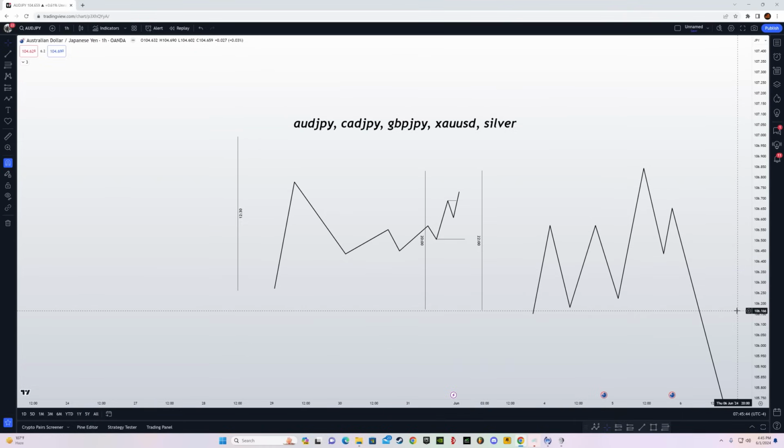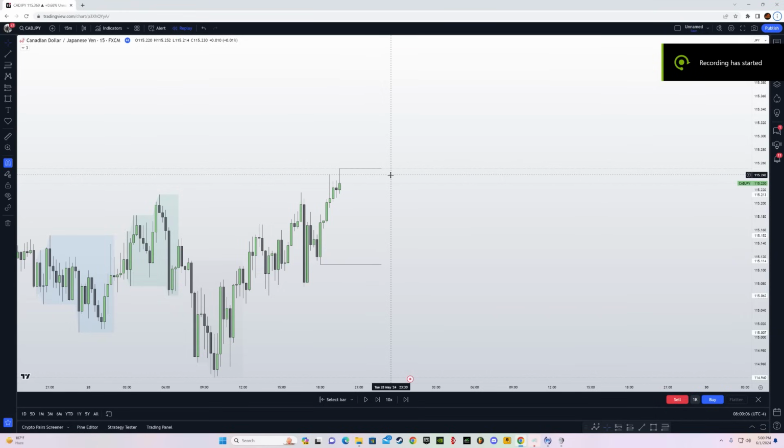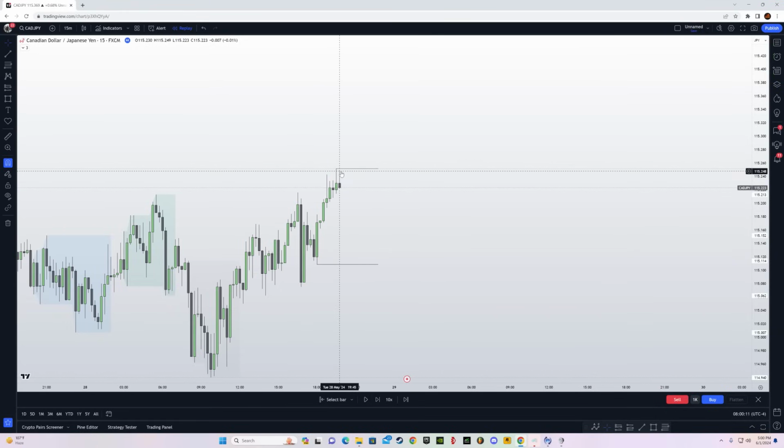So now that we know the entire model, guys, let me give you some examples. That is going to clarify each and everything. Okay, guys, so here is example 1, looking at CADJPY. If I play this through, you can see that at 9, this candle, I have marked out the most recent high and the most recent low.